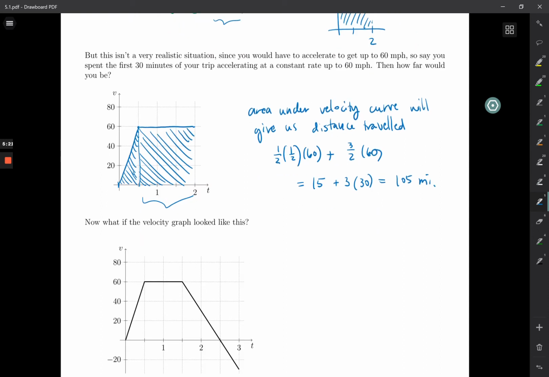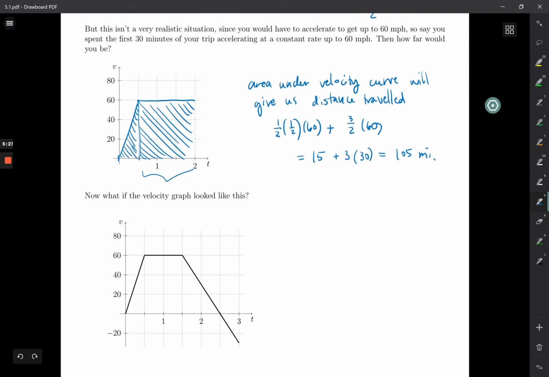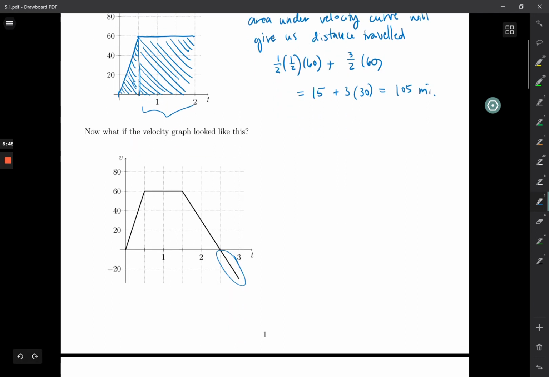Okay, so instead of describing this situation, we just have the graph of the velocity, and how far would we be then? So it looks like we accelerated, we stay at 60 miles per hour for 1 hour, and then we decelerate, and notice that this part of the graph is actually negative. So what does it mean when a velocity curve is negative?